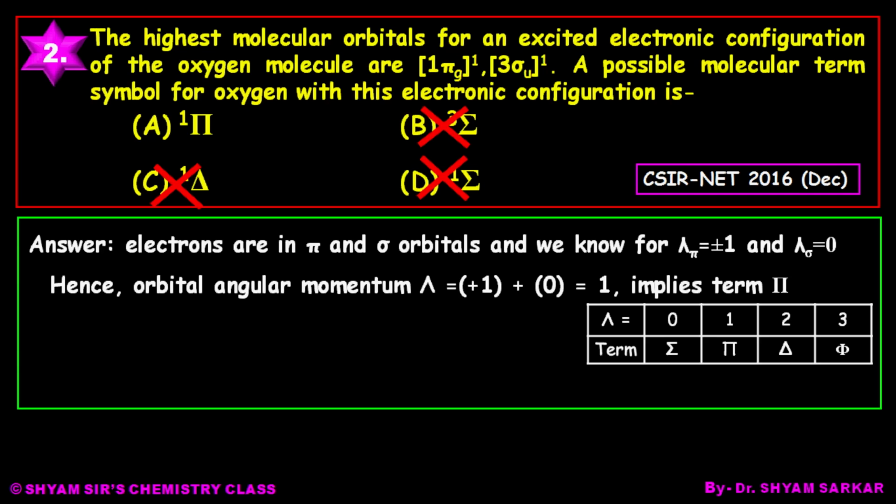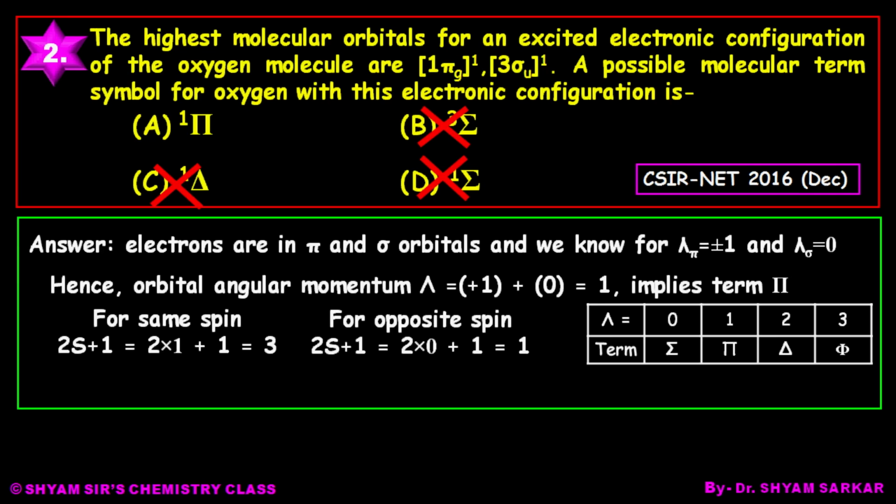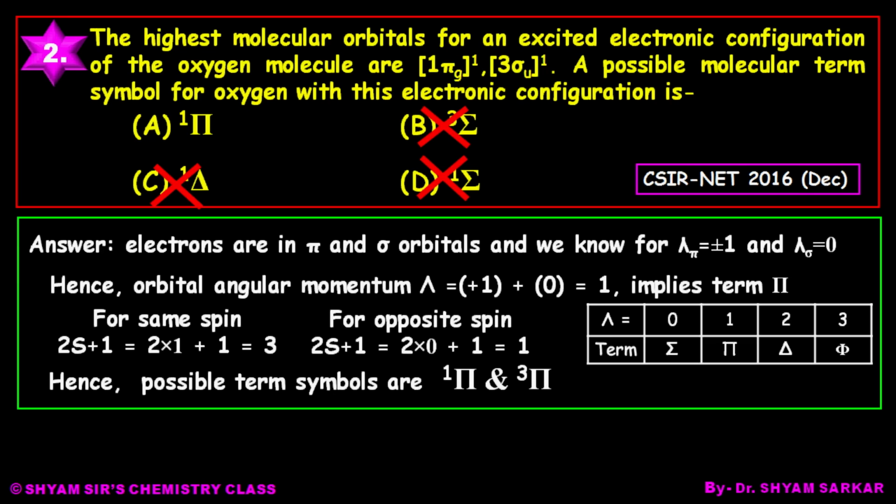Since two electrons are there in different orbitals, those two electrons may have the same spin or opposite spins. For the same spin, total multiplicity, that is 2S plus 1, equals 3, and for opposite spin, 2S plus 1 equals 1. So there will be two possible term symbols, that is 1Π and 3Π. Since the option is given with 1Π, the correct answer will be option A, 1Π. So you can do the full calculation or, if you have different options, you can easily predict the correct answer without calculation.